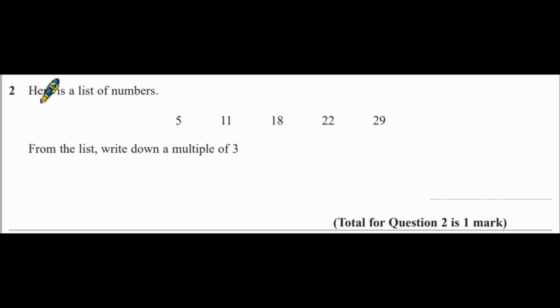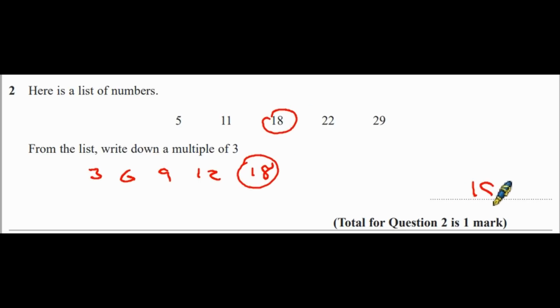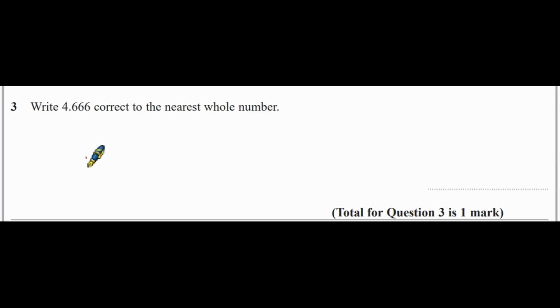Question 2. Here is a list of numbers. From the list, write down a multiple of 3. So we are looking for a number that divides exactly by 3. Maybe a quick way of doing this is to simply write down the 3 times table. 3, 6, 9, 12, 18. There we go. There's an answer. That divides by 3. No need to take it any further. We have a solution.